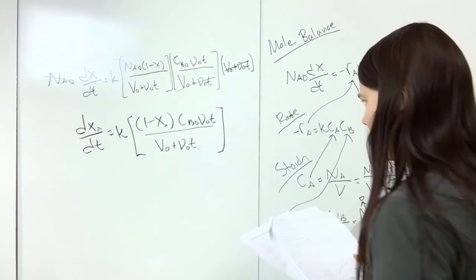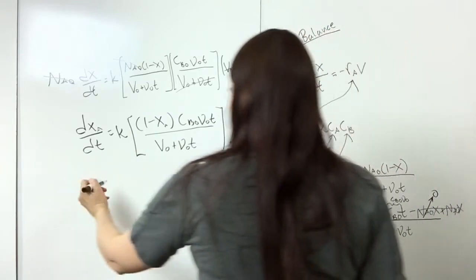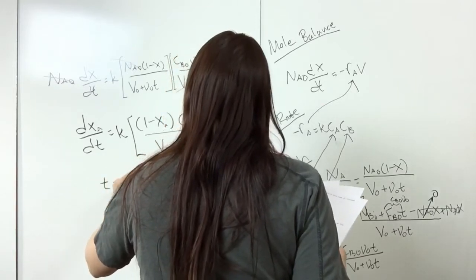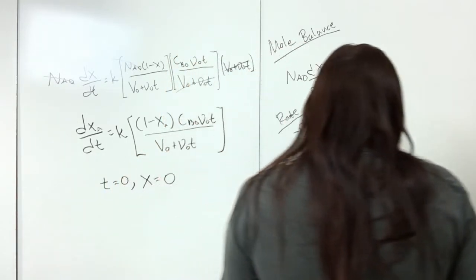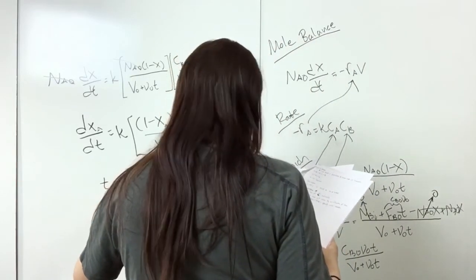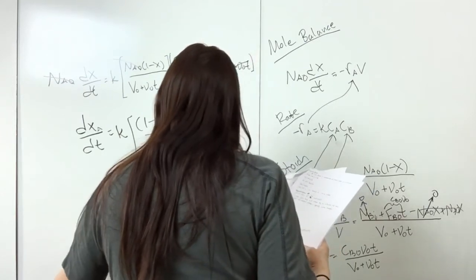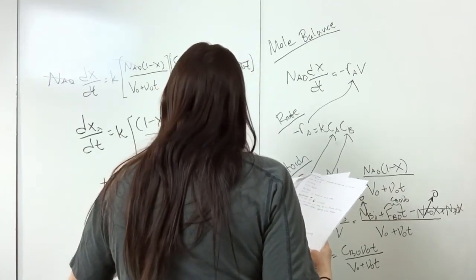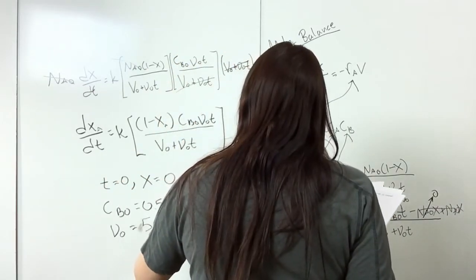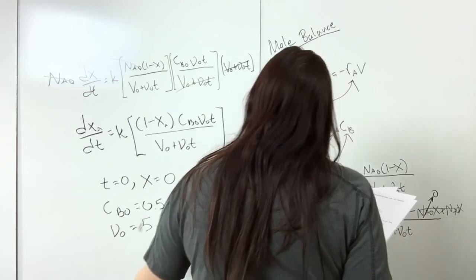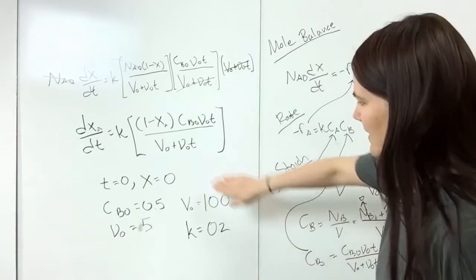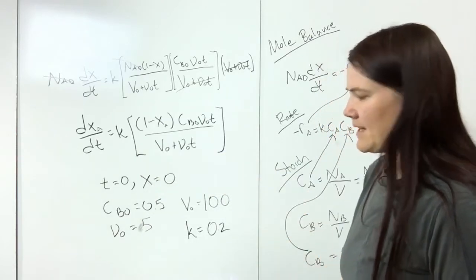So putting in the relevant, well, first of all, the initial conditions, we know that at t equals 0, x is equal to 0. And then as far as the initial values, CB naught was given as 0.5, V naught was given as 5. The initial volume was 100, and K was 0.2. So then you could just plug these into this equation, and that should be it.